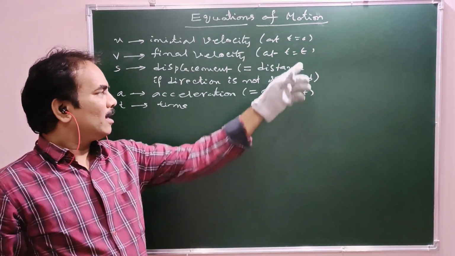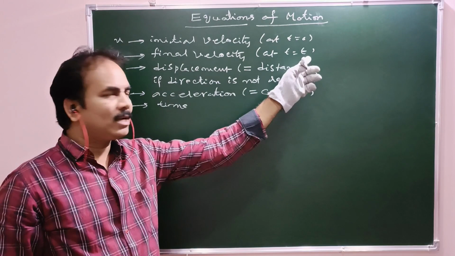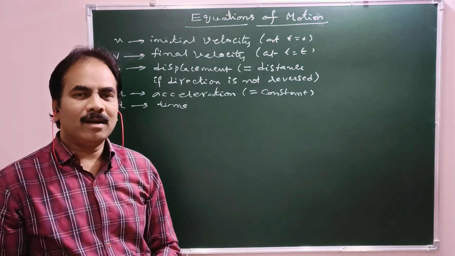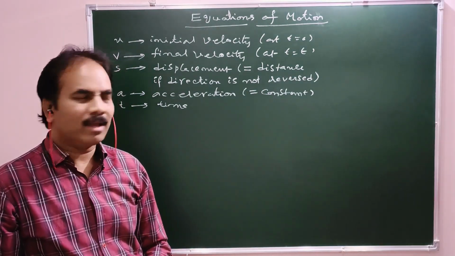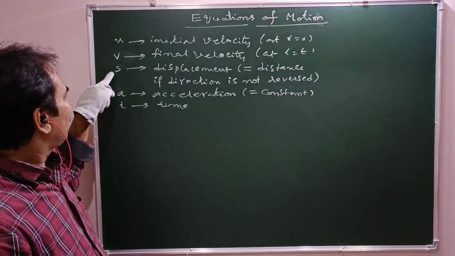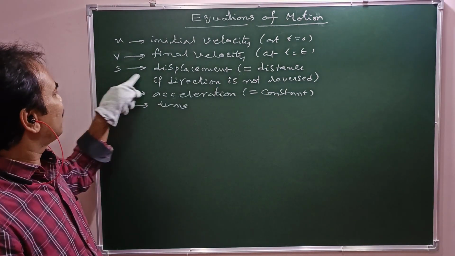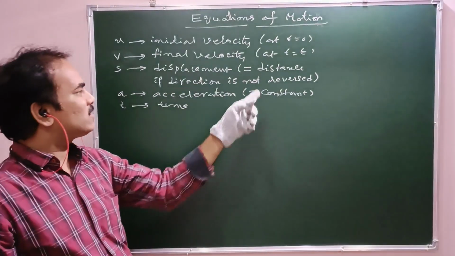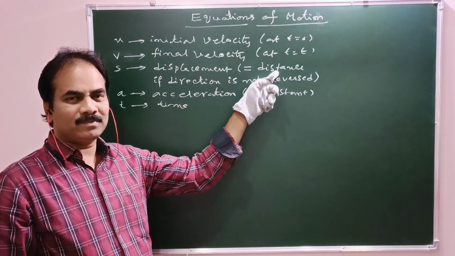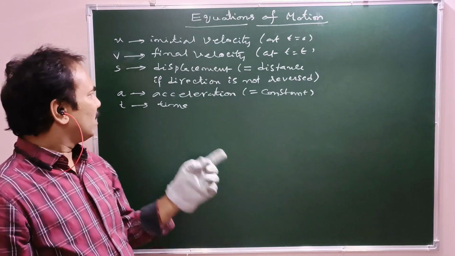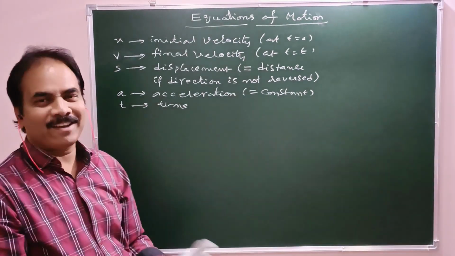And moreover, in that time interval 0 to t, the particle may cover some displacement. That can be denoted by the alphabet small s, which is equal to displacement, sometimes equal to distance also, in cases in which direction is not reversed.